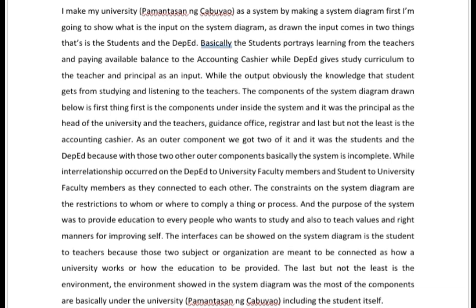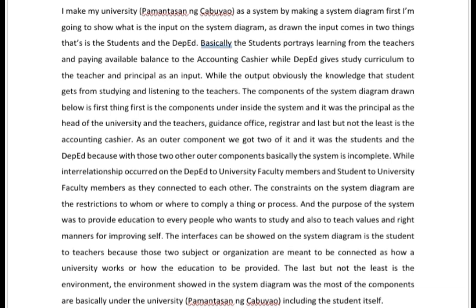And that is the input that the students make inside the system. And the DepEd gives the study curriculum to the teacher and principal as an input. The other input is that the DepEd gives the study curriculum to the teachers and also to the principal, to provide input to process and deliver education or the study curriculum to the students studying at Pamantasan ng Kabuyao. That's how the input works on the system.